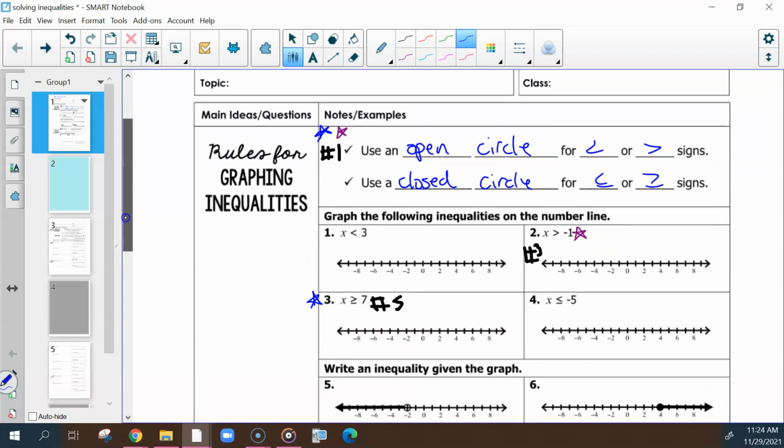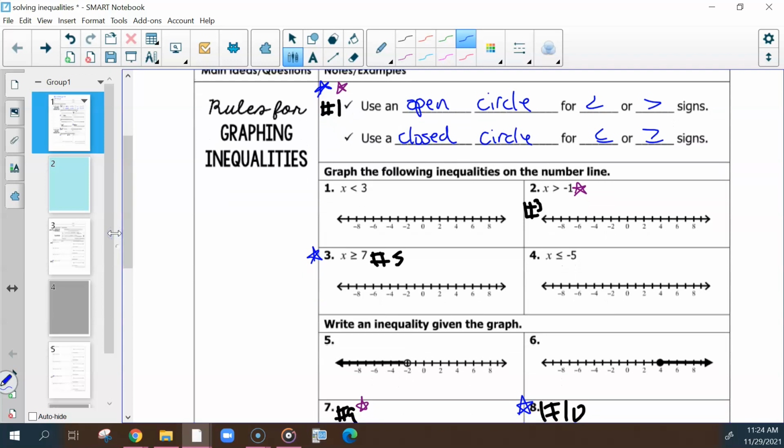So we're going to do just a few of these. These first examples, these would be like you solved the problem already and then you get this answer. So I'm going to start at number 2, where it says x is greater than -1. Would that be an open or a closed circle? Open. At -1.